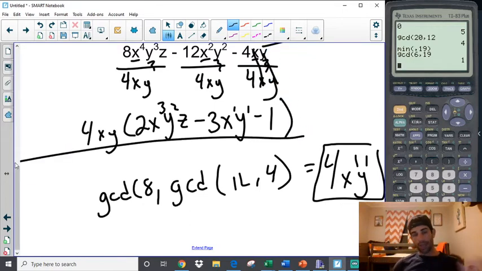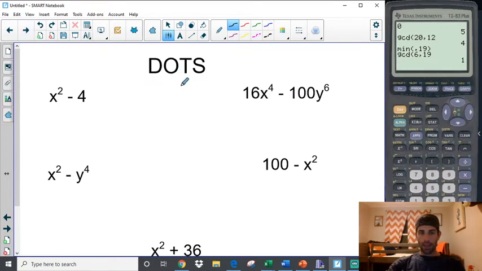Okay, so that's how you're going to go ahead and do all of their GCD questions. Okay, and that pretty much sums up most GCD questions that you could probably ever encounter. Now we go to the dots. How do you know that it's a dots? Here's how you know it's a dots.